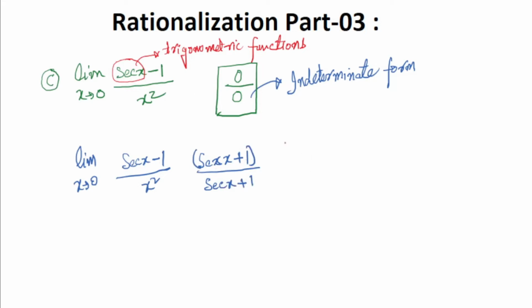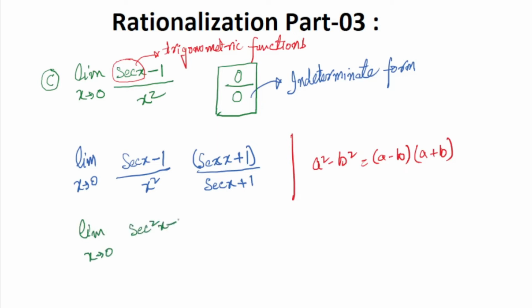We know that a square minus b square is equal to, in the first round bracket a minus b, and in the second round bracket a plus b. I'm just using this concept to solve the numerator. Then what we have is the limit x tends to 0 of (sec square x minus 1) upon x square times (sec x plus 1).